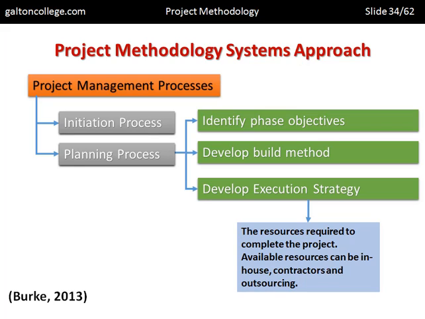Develop an execution strategy. The resources required to complete the project. Well, available resources can be in-house, contractors, or outsourcing. So we know that resources will be required. Chances are most projects will require resources, if not all projects. So what we've got is a situation where it's necessary to look at where the resources are going to come from. Are they in-house? Are they bought in? How are they worked out completely? How are they put together? And how are they formulated? In other words, how are the teams built? What resources are required? And how will the whole exercise be executed?